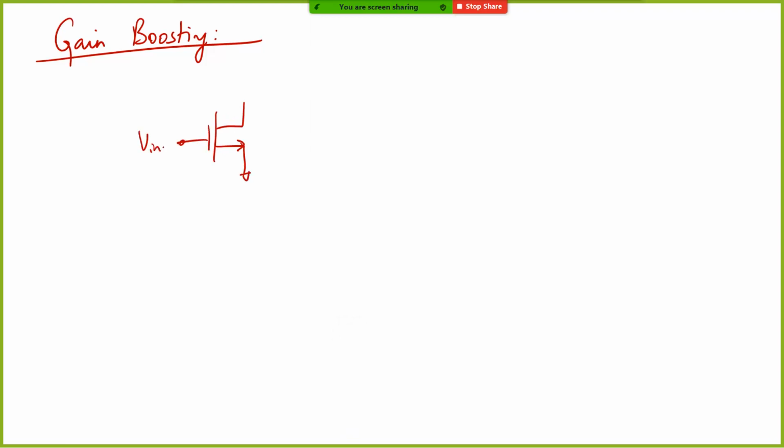And you give an input and you look at the short circuit output current, the transconductance is basically equal to G. This we all know. Now suppose instead of directly giving it to this transistor, suppose I put an amplifier. Let's say I'm putting a small op amp. This has a gain of A.